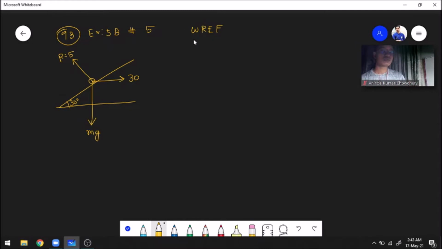This REF will tell you whether you have put all the forces on your diagram or not. W stands for weight, we have put the weight, so W is okay. R stands for normal reaction, we have put that, that's okay. E stands for external forces, 30 is an external force, we have to check for other external forces in the question, there could be more than one, so E is done. And F stands for friction, we don't have friction because this is a smooth surface.